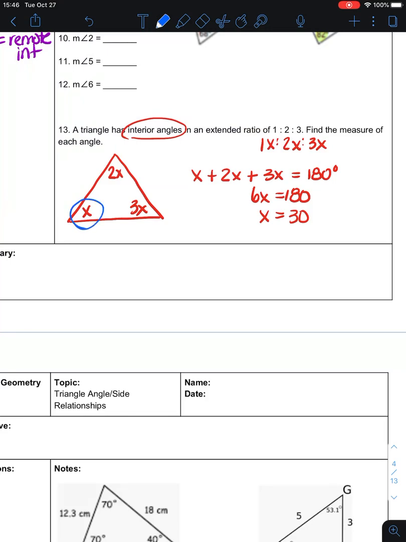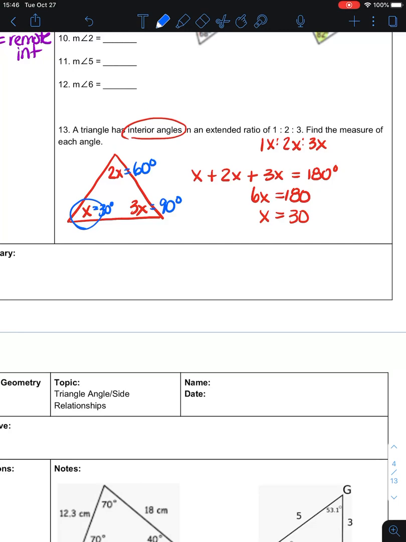Now, x stood for something. X stood for this angle right here. So that angle right here is 30 degrees. If that angle is 30 degrees, then this angle is 2 times 30 degrees, which is 60 degrees. And this angle 3x is equal to 3 times 30 degrees, which is 90 degrees.